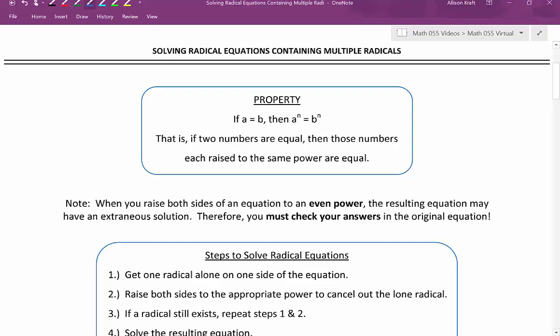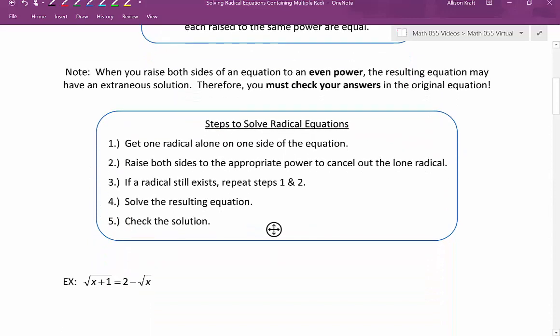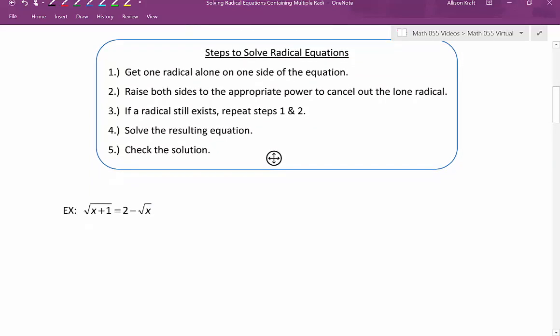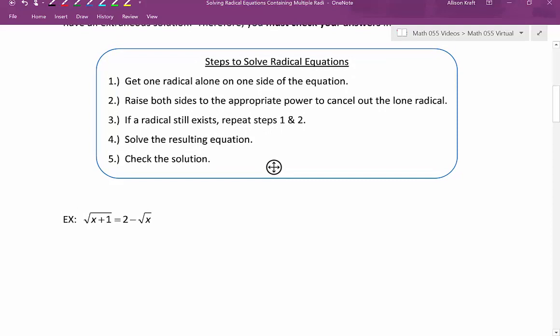Our steps are a little bit different. There's a little more work to do since there are multiple radicals in our equation. So you want to start by getting one radical all by itself on one side of the equation. Then you're going to raise both sides to the appropriate power to cancel out the lone radical. Then you're going to clean up your equation. If a radical still exists after you've done your cleanup, you need to repeat the first two steps.